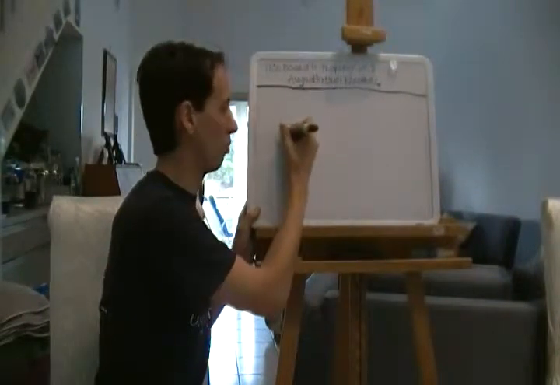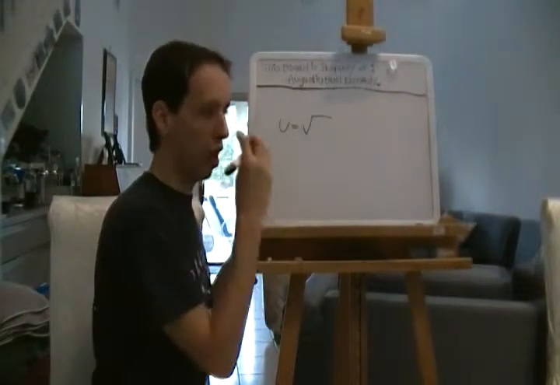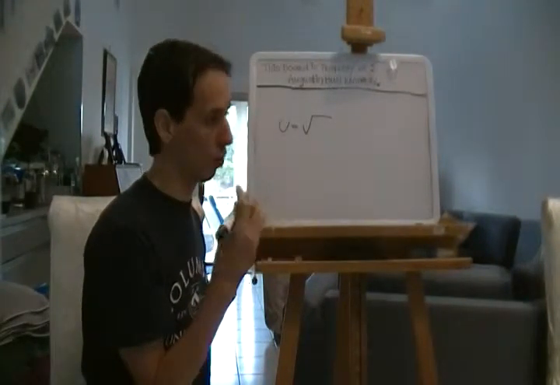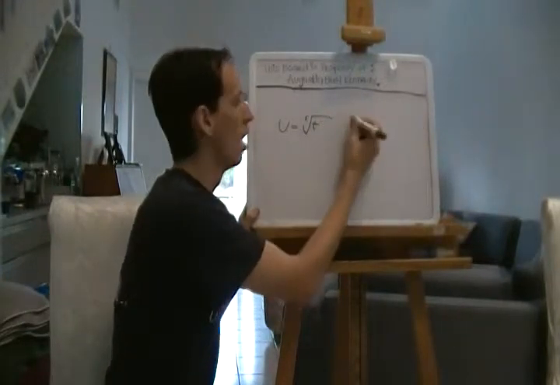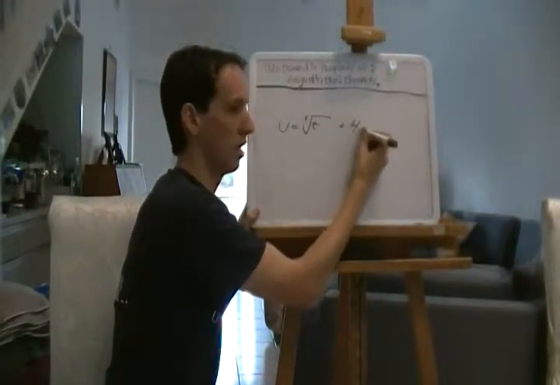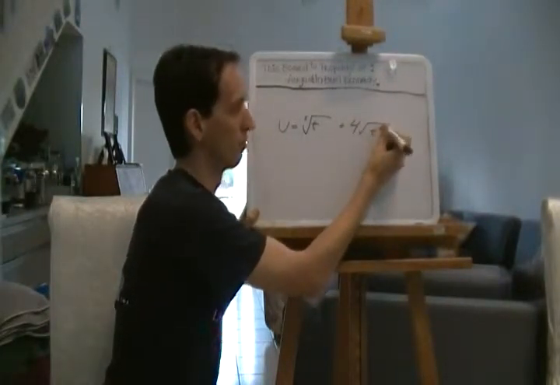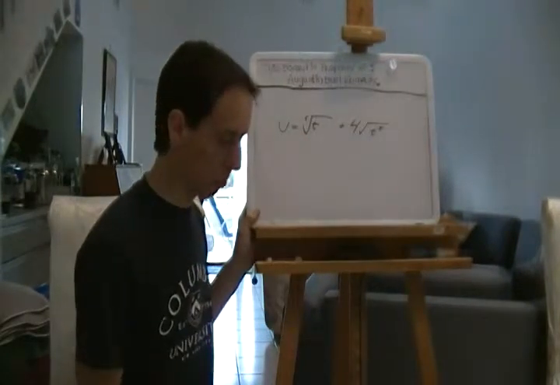The question last time was u equals the fifth root of t plus 4 times the square root of t to the fifth power, or u equals the fifth root of t plus 4 times the square root of t to the fifth. It's very important that it looks like that for you to do this properly.